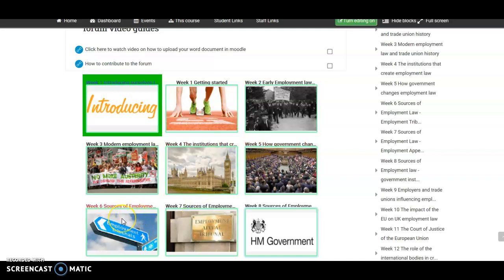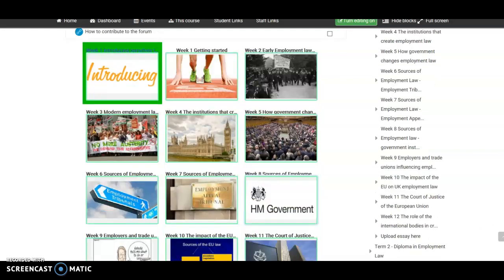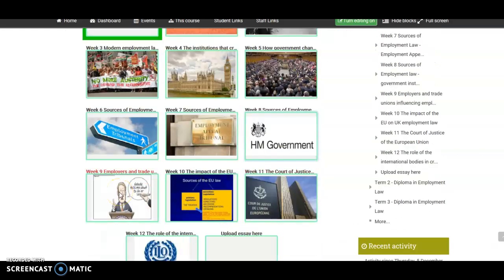So week 5 around government and parliament, week 6 and 7 around the courts, week 8 on government institutions, week 9 was looking at the role of employers and trade unions, and then we got week 10, which was looking at, well, what does the EU provide in terms of employment law. And then week 11 was looking at the Court of Justice of the EU.